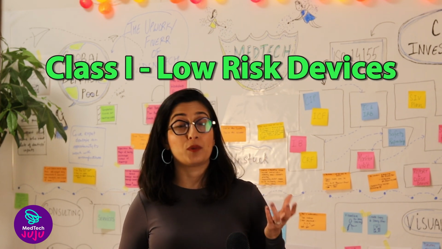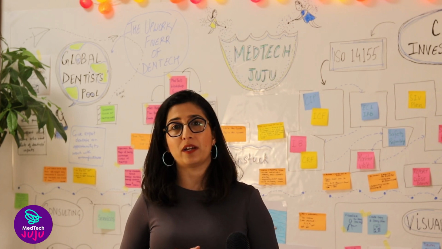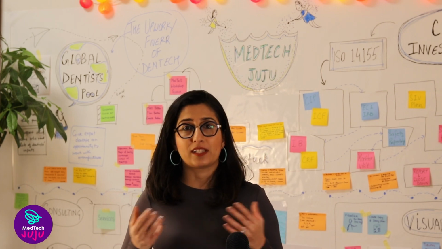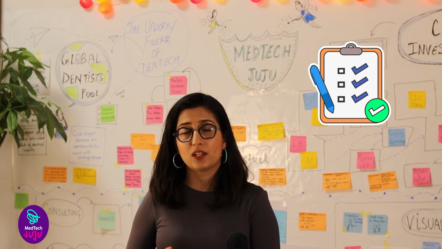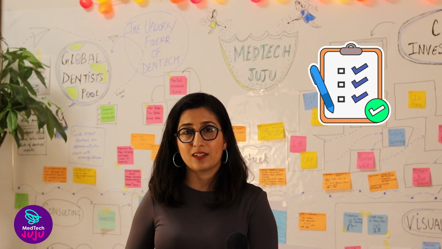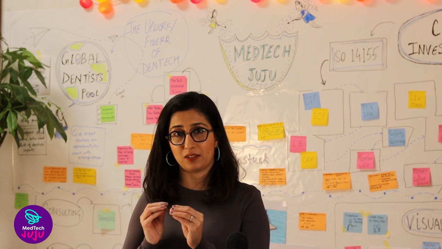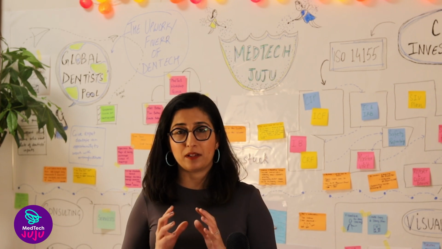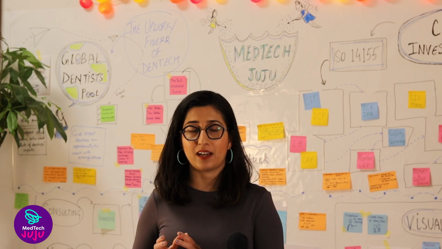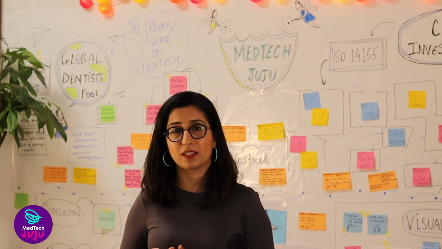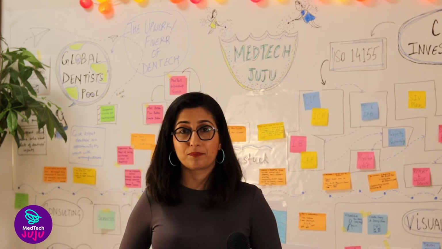Class 1 is low risk devices. Low risk devices are usually the ones where manufacturers could self-certify. They don't essentially have to go to regulatory authorities to validate the device to get market approval, except for certain cases. But broadly speaking, class 1 means lowest risk, so therefore may or may not need a regulatory authority's approval. Class 1 device examples: Band-Aids, glasses.